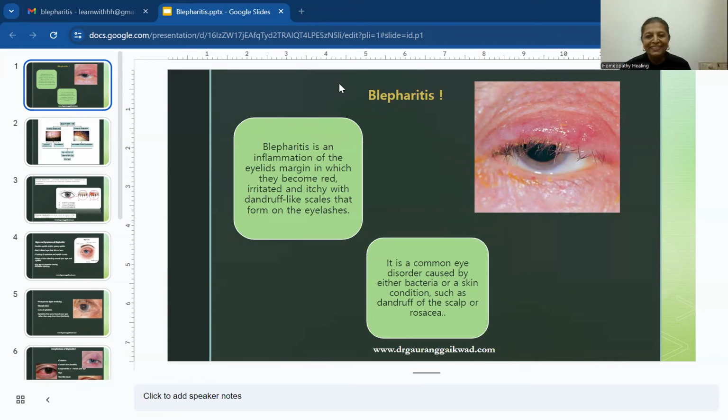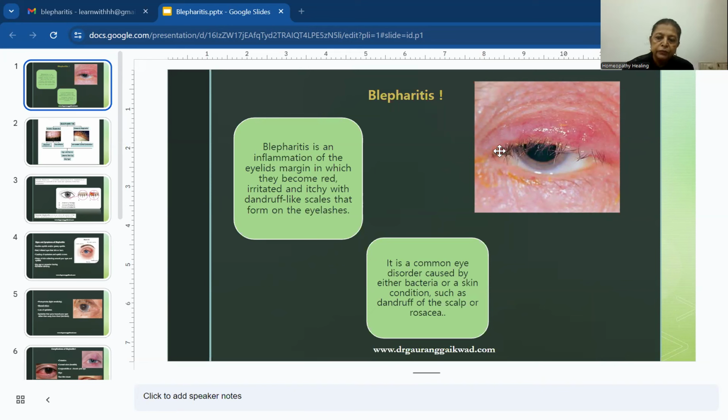Hello everyone. So today's topic is blepharitis. As the name suggests, blephar means lids. Itis is inflammation. So you can say that blepharitis is an inflammation of the lid margin. When you talk about the lid margin, you can see where there are openings of the meibomian glands and the roots of the eyelashes in both the upper and lower eyelid. And the glands of Zeis are also situated at the root of the eyelash.